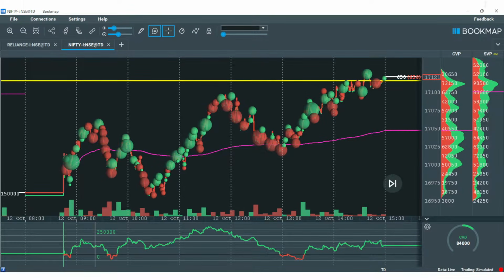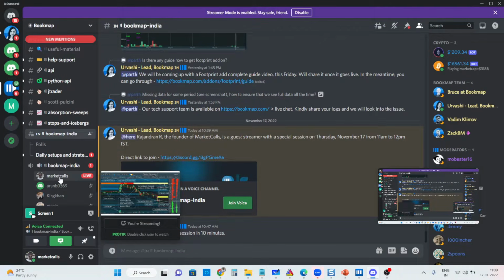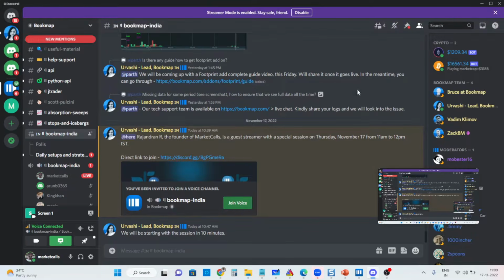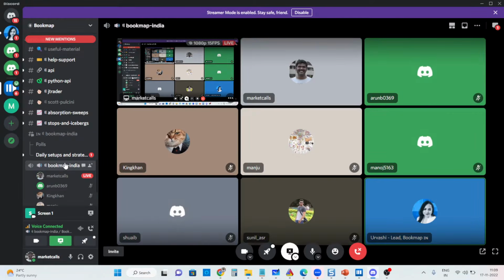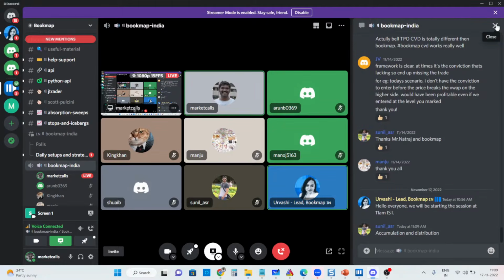So maybe I'll also open Discord simultaneously to take questions. Urushi, where can I see the comments? I'm sorry, I'm not able to see any comments. So you need to tap on that Bookmap India voice channel. Yeah, and then on the top right hand side corner you can see chat, right? Yeah.